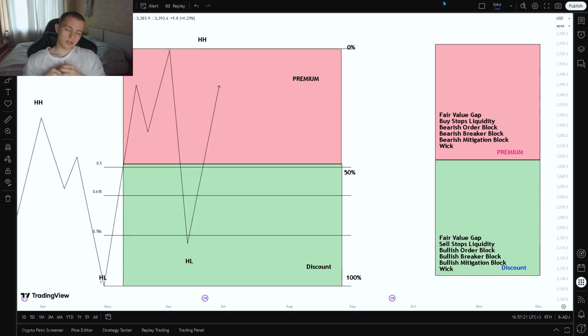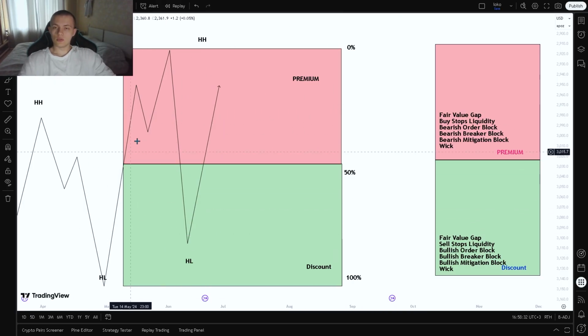And discount market is the place where the price is too low and where smart money can easily buy it by the lowest price. It is a good point of correction, and which instruments you can use to trade in premium market is fair value gap, buy stops liquidity, bearish order block, bearish breaker block, bearish mitigation block and wicks. And in discount market, fair value gap, sell stop loss liquidity, bullish order block, bullish breaker block, bullish mitigation block and wicks. So now let's watch the algorithm of trading smart money premium and discount market.